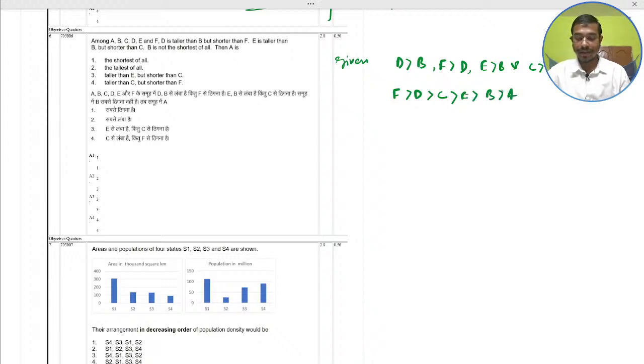So A is the shortest of all. Simple. The conclusion is that A is the shortest of all, which means option A would be the correct one.